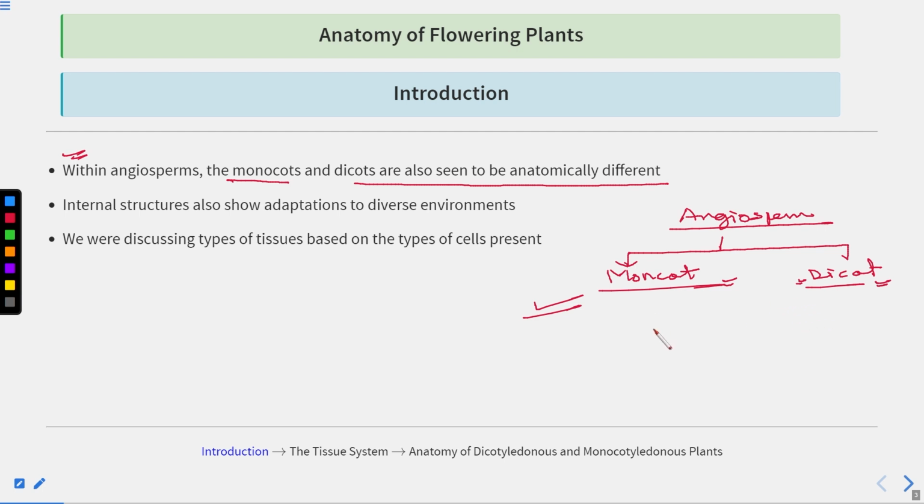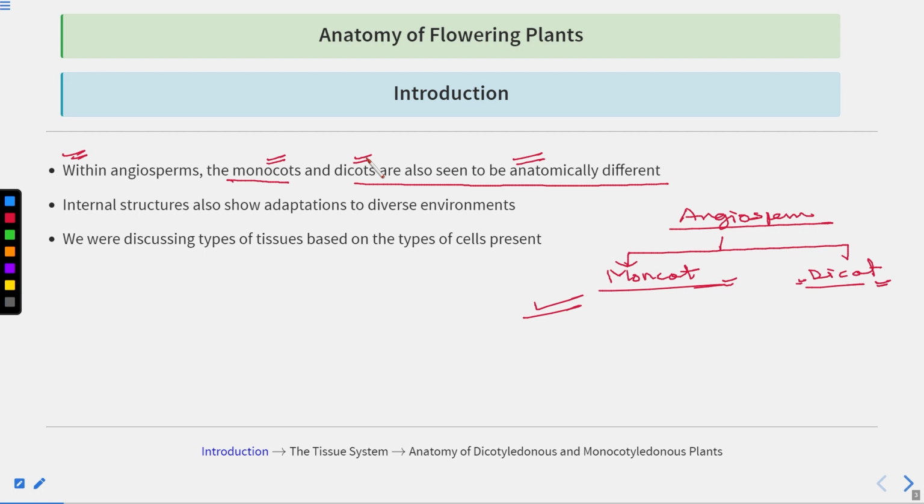And if you talk about the flower, then also you can see a lot of difference. The monocot is trimerous, like 3 whorls you can see, whereas in the case of dicot it is tetramerous or pentamerous, right? It means 4 or 5 whorls you can see. Now on the basis of the internal structure, when you see the internal structure of a dicot and monocot, then also you can see that this is a monocot plant and this is a dicot plant. It means that on the basis of internal anatomical structure, you can differentiate the monocot and dicot.